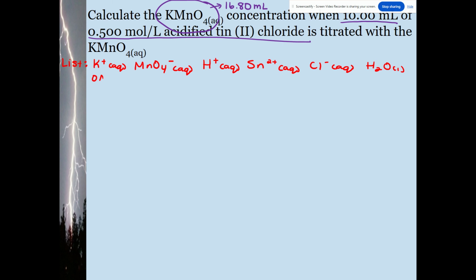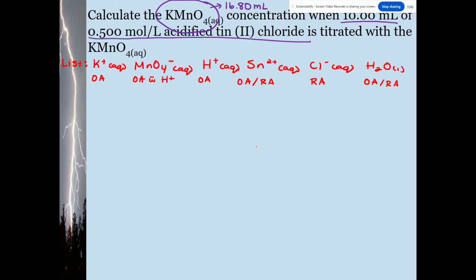Identify what side of the chart they're on. Hopefully with lots of practice you get familiar with where everything is. Most positive ions are OAs, most negative ions are RAs, but there's always exceptions. Tin 2+ is on both sides. Remember Sn, tin. Water is on both sides. Chloride is a reducing agent.